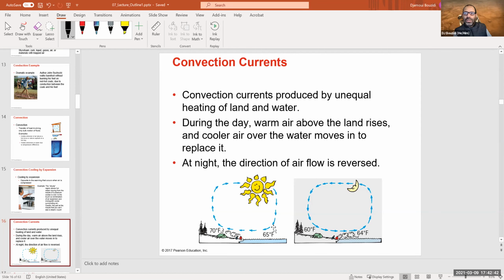This feels warmer. So there is a breeze that comes from the ocean, bringing that air with it, which warms it, and then it rises, and then it falls, and this is the cycle during daytime. At night, it's the opposite.